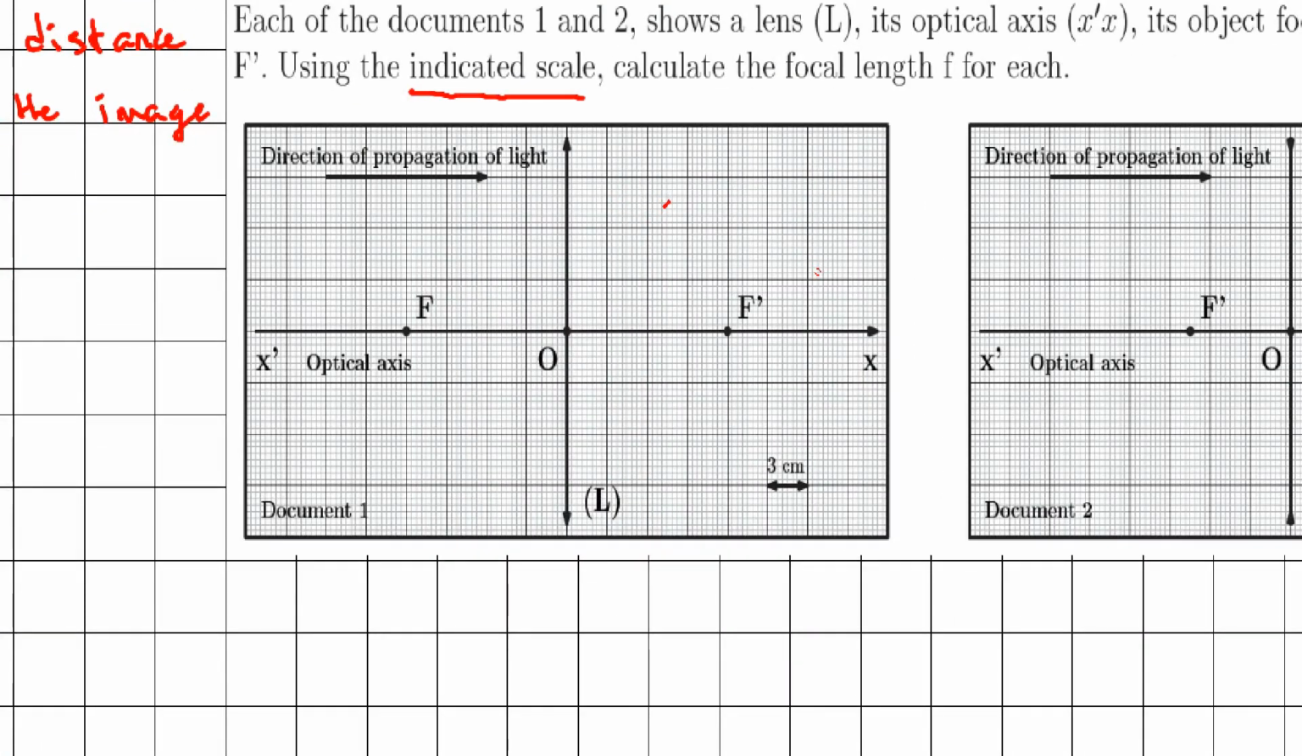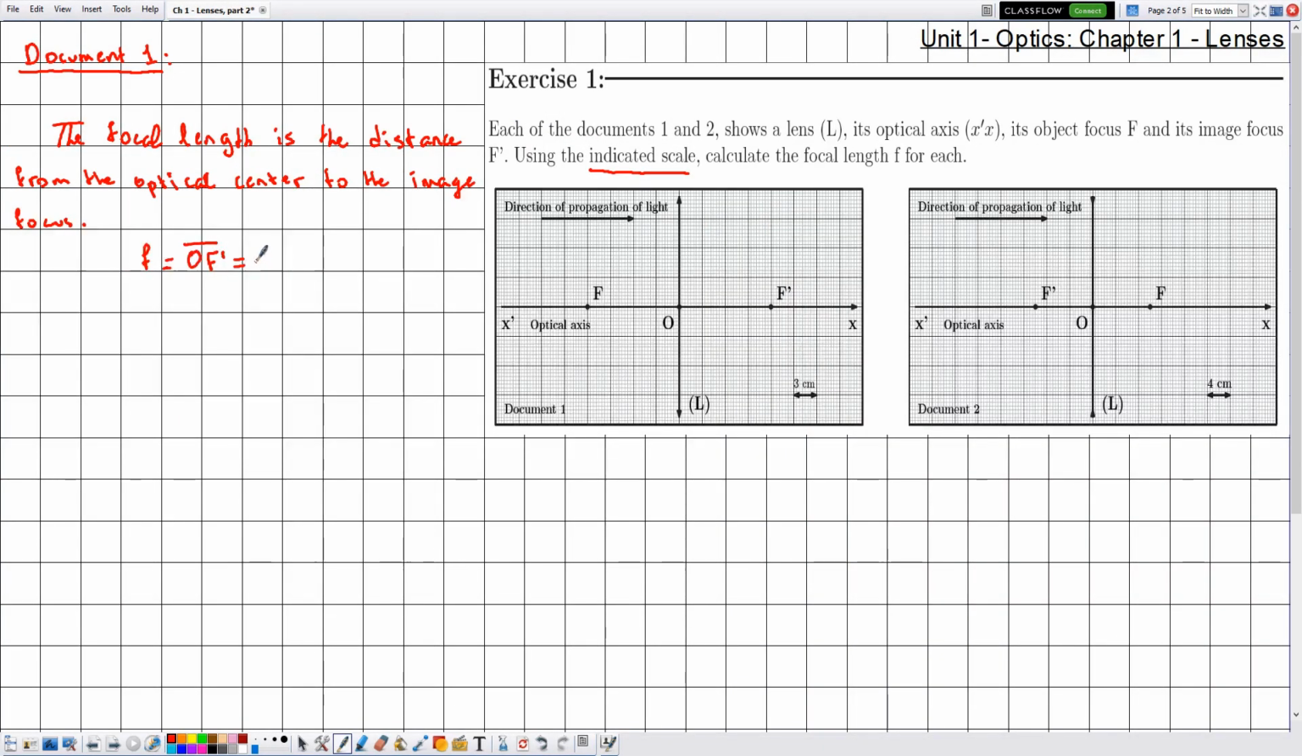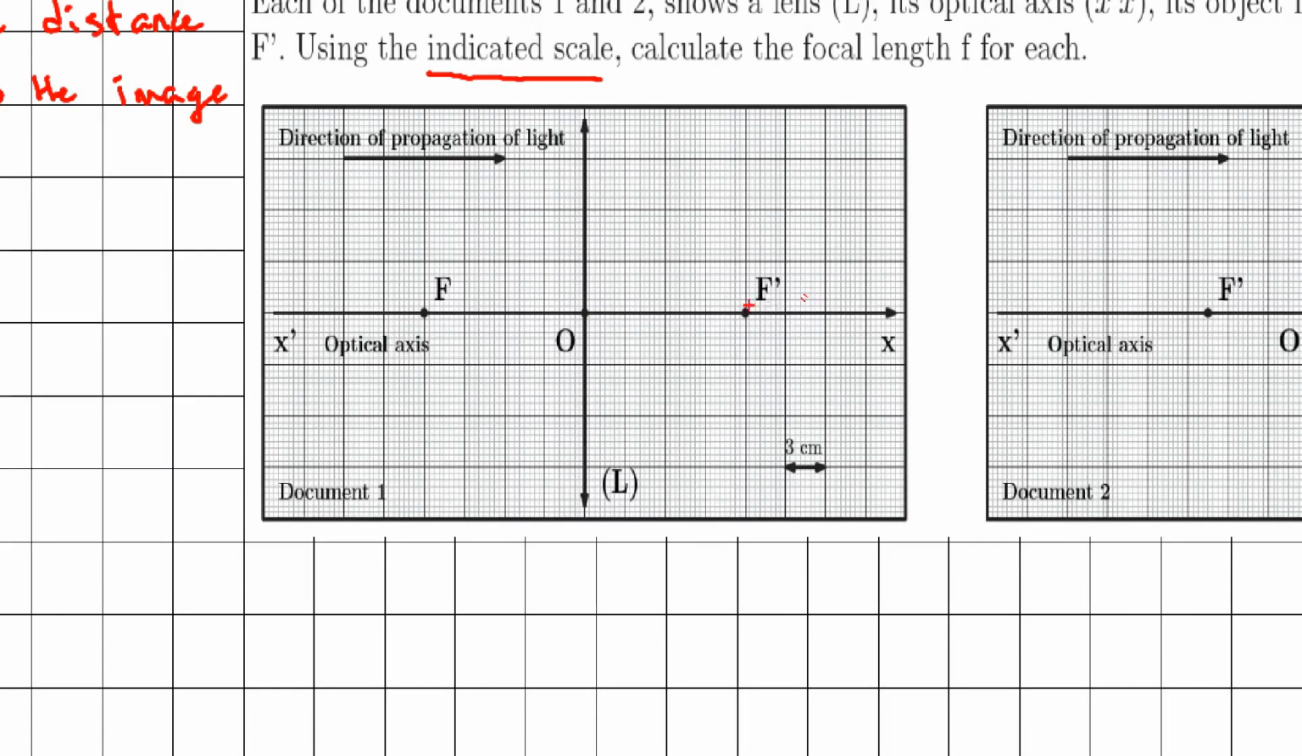Now f is equal to OF' with a bar, which is the distance from the optical center to the image focus. Notice that this distance is in the same direction as the positive x-axis, therefore it's positive. And now we count the number of divisions between O and F'. We have 1, 2, 3, 4.